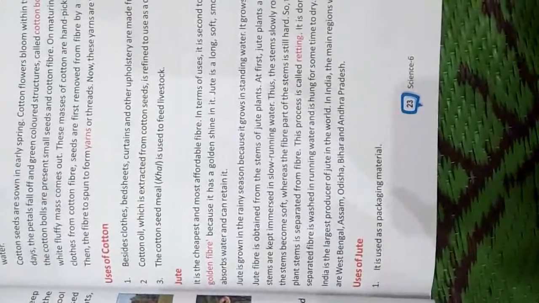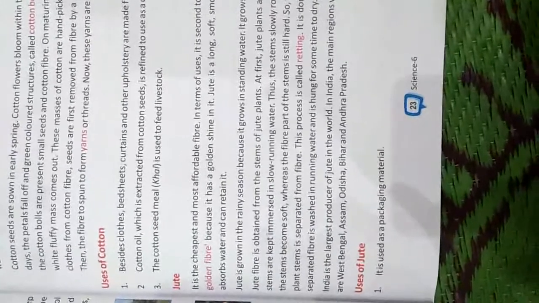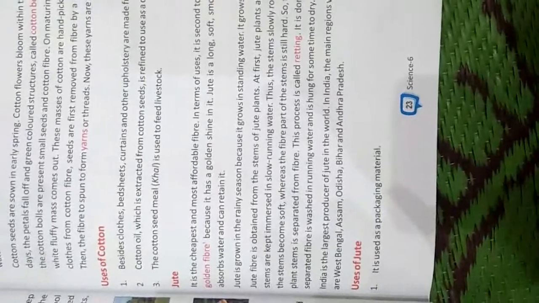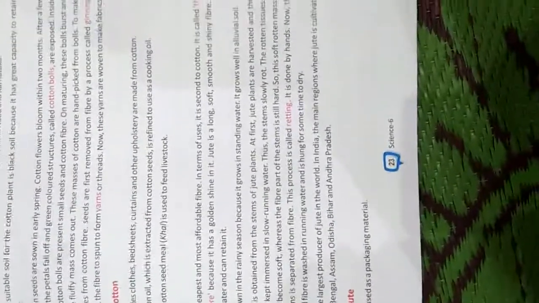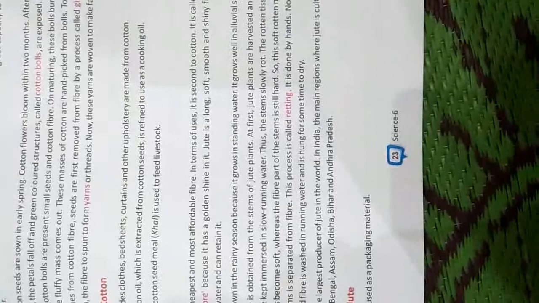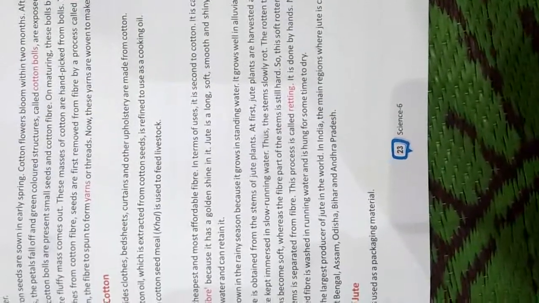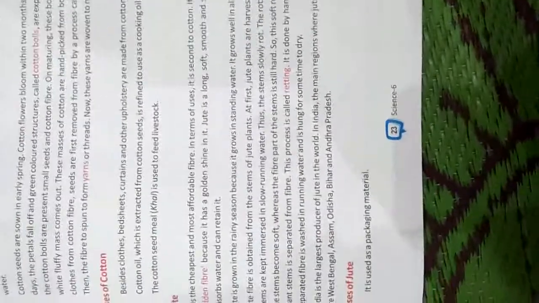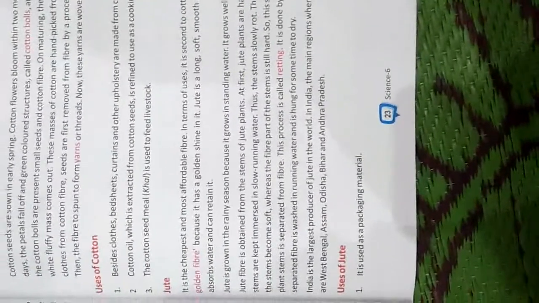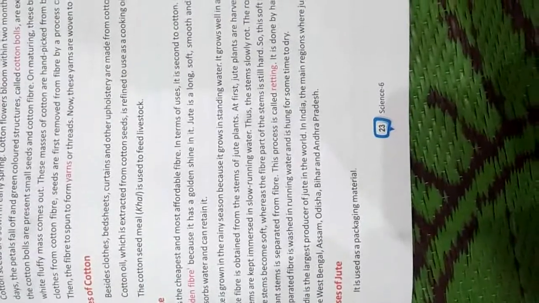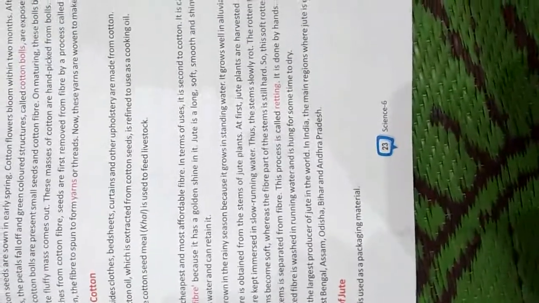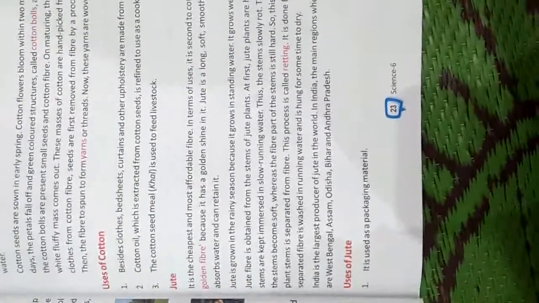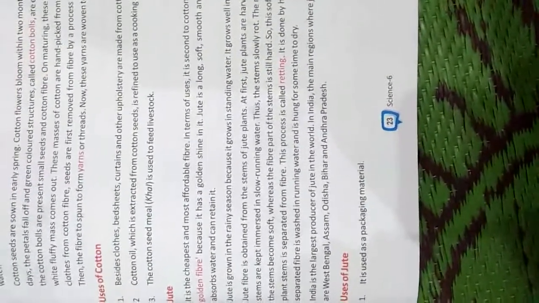So here we have our next natural and plant fiber, that is jute. It is the cheapest and most affordable fiber. It is also called the golden fiber because it is golden in color and has a golden shine, and jute is a long, soft, smooth, and shiny fiber, and it absorbs water and can retain it. Jute is grown in any season because it grows in standing water. It grows well in alluvial soil, which is best for its growth, and jute fiber is obtained from the stem of the jute plant.